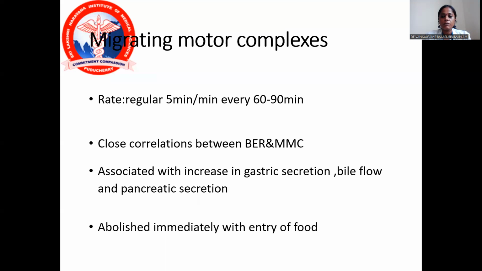At what rate is this migratory motor complex produced? It is produced at a rate of 5 cm per minute, every 60 to 90 minutes. There is a close correlation between the basal electrical rhythm and the migratory motor complexes. They are associated with an increase in gastric secretion, bile flow, as well as pancreatic secretion. This migratory motor complex is abolished immediately with the entry of food, so it appears only in the fasting period.